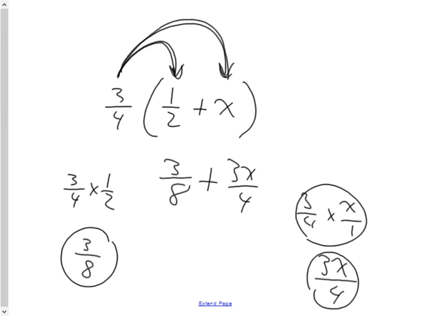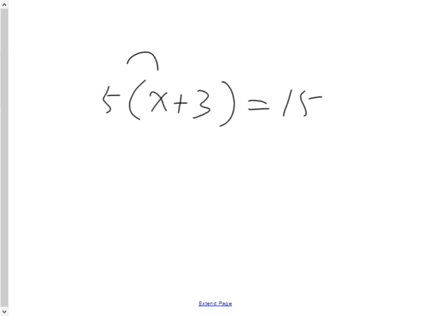So distributive property is not meant to be something complicated. It's just meant to be some way to simplify more than one group of something. So 5 groups of x plus 3 would be 5x plus 15 equals 15.